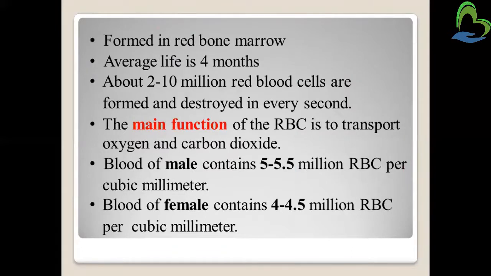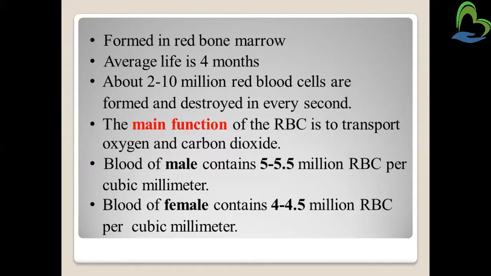Formed in the red bone marrow. It is formed in the bone marrow, right? Then average life is 4 months. RBC lifespan is 4 months. About 2 million red blood cells are formed and destroyed every second. 2 to 10 million red blood cells are formed as well as destroyed in our body every second.